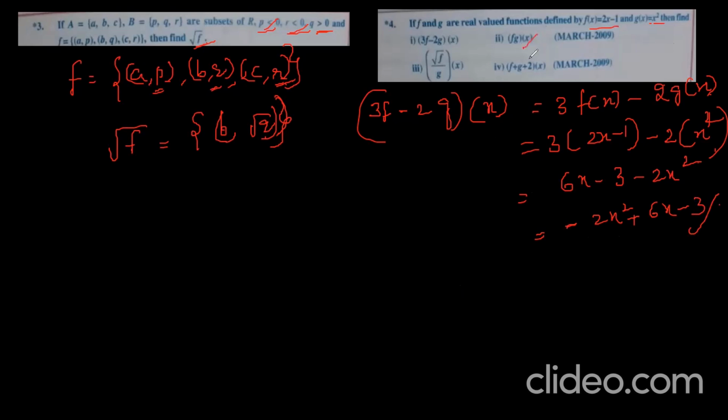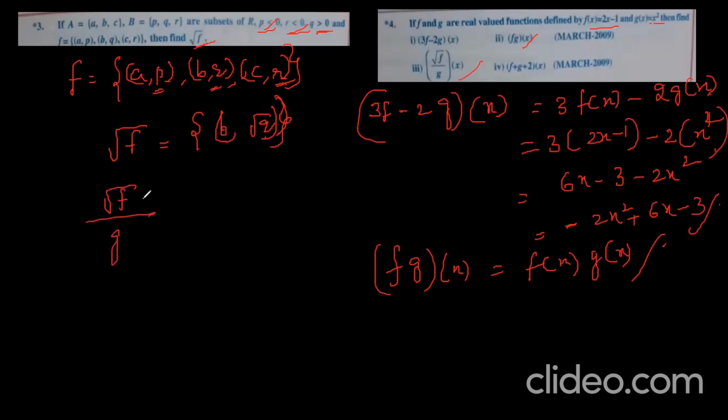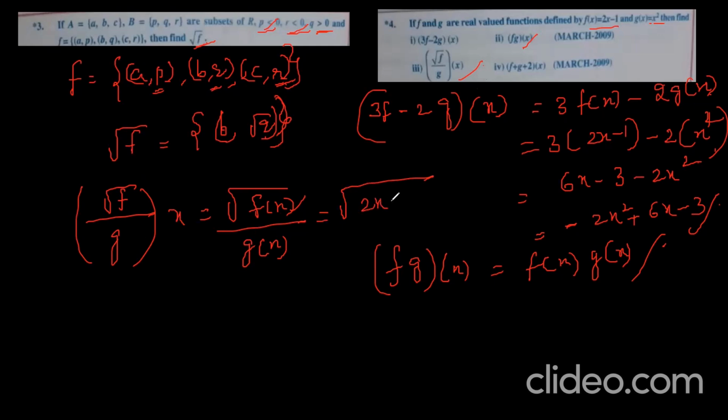Similarly, you find fg of x. Fg of x means f of x into g of x. This you can easily find. Now you see root f by g of x, which is equal to, what is the meaning? Root of f of x by g of x. You know how to find root f of x? The same, root 2x plus 1 by g of x, which is x square. In this way, you can easily find.